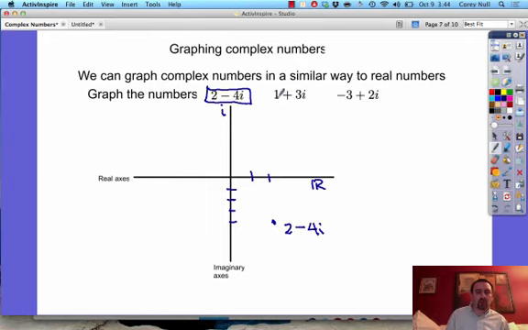This is the number 1 plus i. Go to the right 1, and I go up 1. And here's the number negative 3 plus 2i. So the real part is negative 1, negative 2, negative 3, and the imaginary part is 2. It looks kind of like the point negative 3 comma 2. This looks kind of like the point 1 comma 1. This looks kind of like the point 2 comma negative 4.